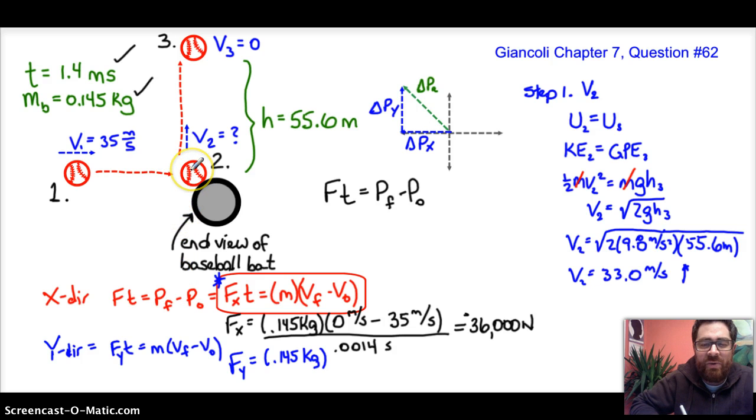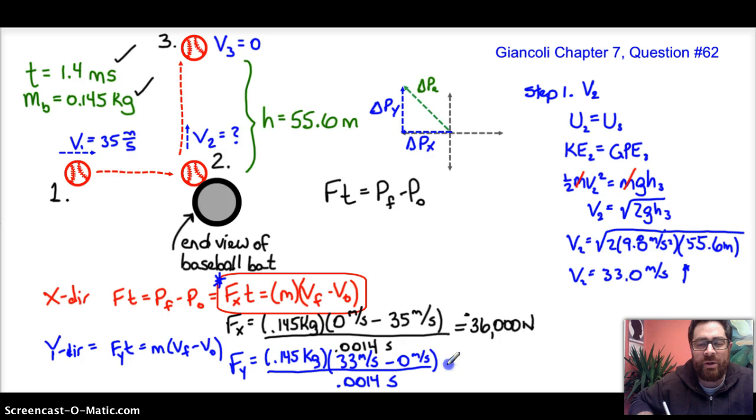The final velocity in the y direction is going to be 33 meters per second. Remember, this is in reference to contact with the bat. So it's going to be 33 meters per second going up, which makes it positive, minus the initial velocity in the y direction, which is 0 because it's not moving in the up direction initially. And then again, I divide that all by the time of contact, 0.0014 seconds. Now that I run that through my calculator, I get 3,400 newtons in the y direction.